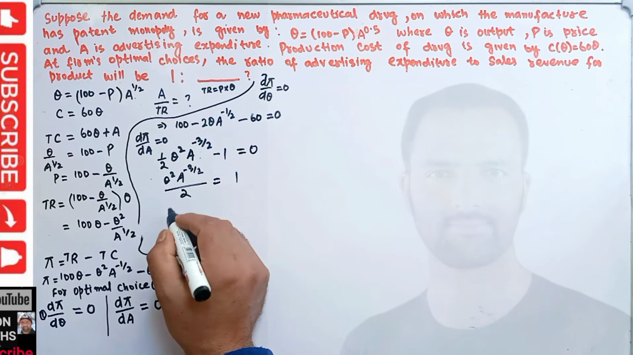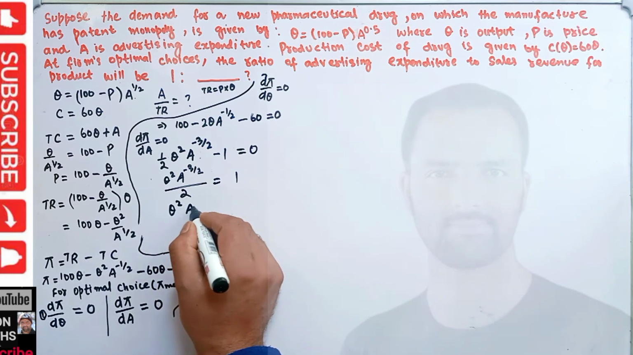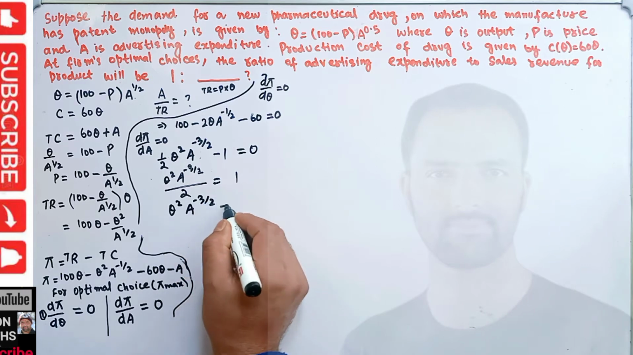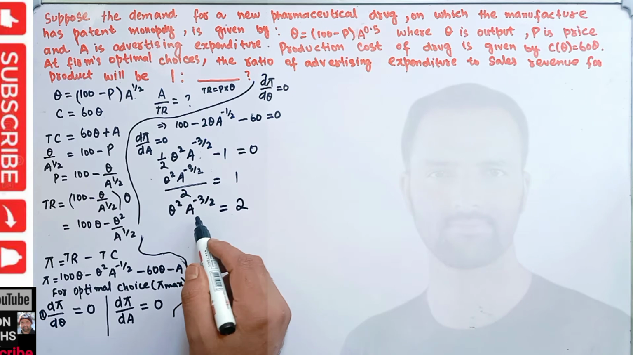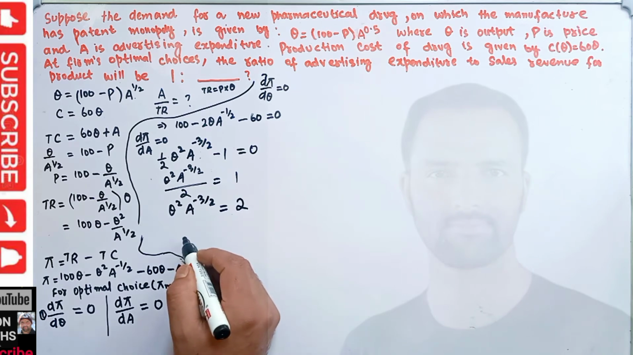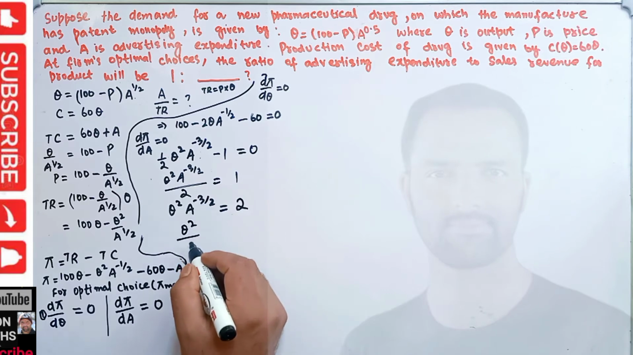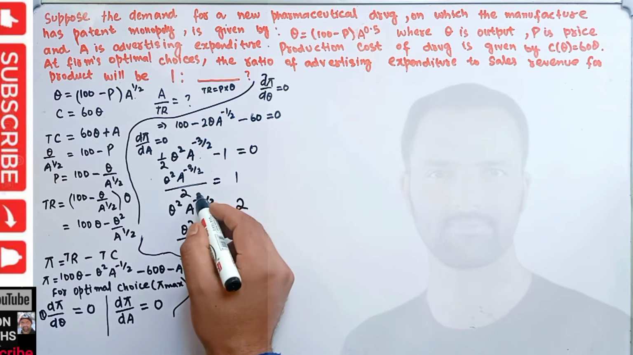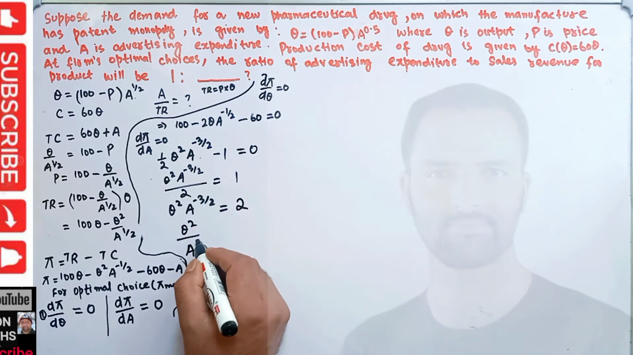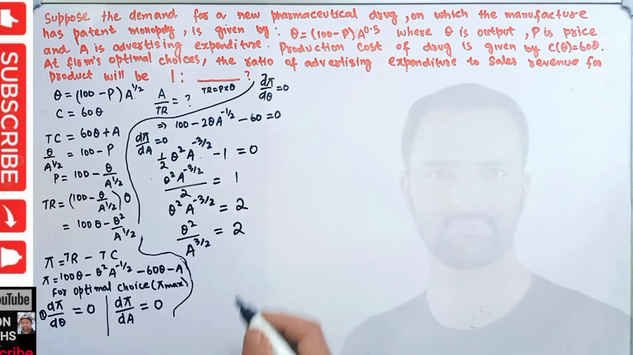So we have q square into a to the power minus 3 upon 2 is equal to, transposing this will become 2. Or I can write q square, and if I take this term to the denominator, the exponent sign will get changed, so it is minus 3 upon 2, it will become positive 3 upon 2, which is equal to 2.